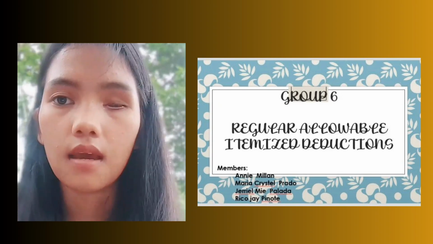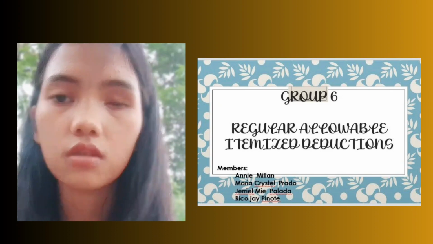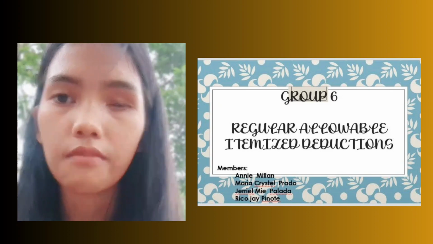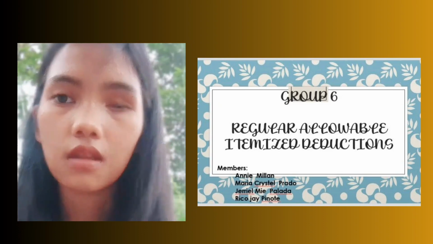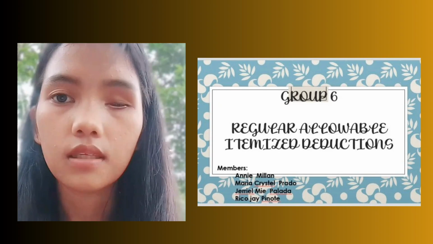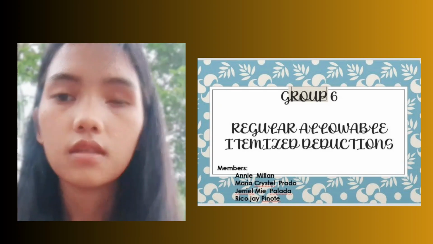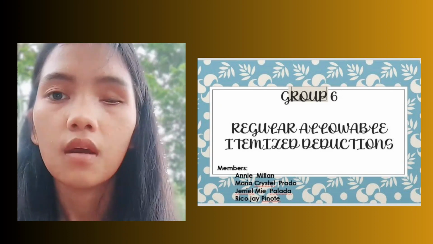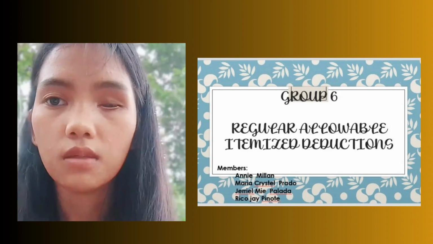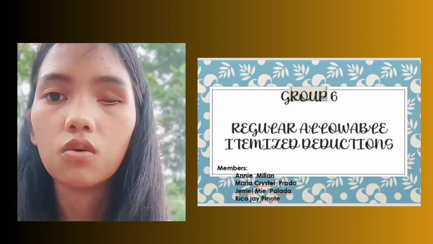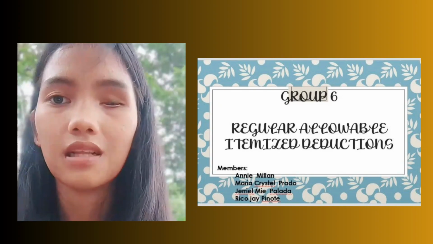I'm Annie Emilian. Our topic is regular allowable itemized deduction. So what is regular allowable itemized deduction? It refers to the specific expenses that a taxpayer can deduct from their taxable income, subject to certain rules and limitations. These deductions are typically claimed by itemizing the expenses on the tax return and provide taxpayers with the opportunity to reduce their taxable income and potentially lower their overall tax liability.